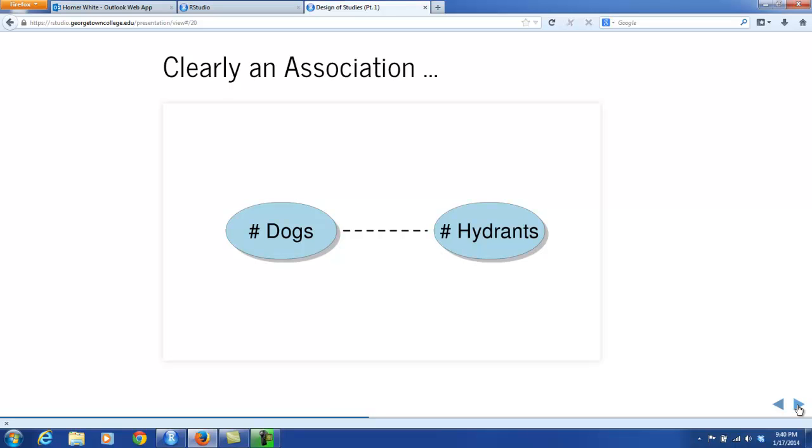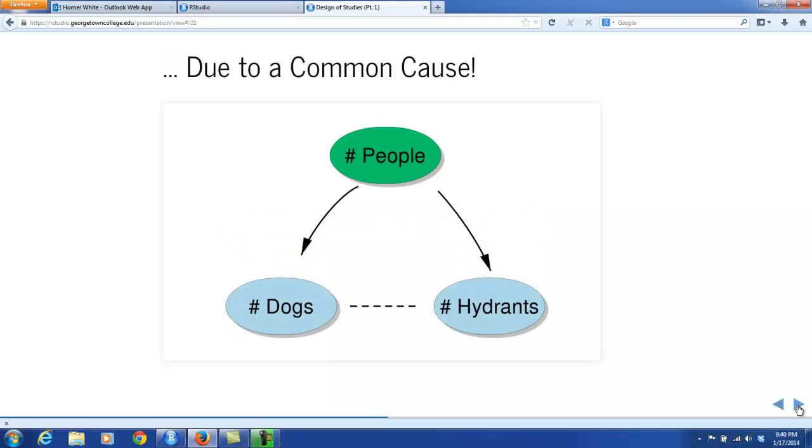It's not as if we believe somehow that if dogs hear that a certain town has a very large number of hydrants, that they migrate to that town so they can be around them. What's really going on in this situation is what we call a common cause. It's a third variable that causes each of the two variables under study and produces the association between them.